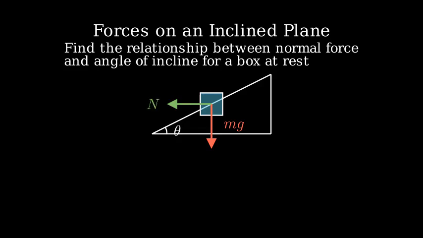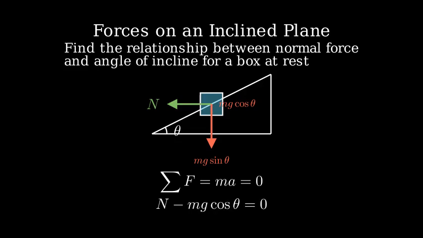To analyze this mathematically, we need to break down the weight force into its components parallel and perpendicular to the incline. The perpendicular component of the weight is mg cosine theta, and the parallel component is mg sine theta. Now, let's apply Newton's second law. The sum of forces equals mass times acceleration. Since the box is at rest, the acceleration is zero.